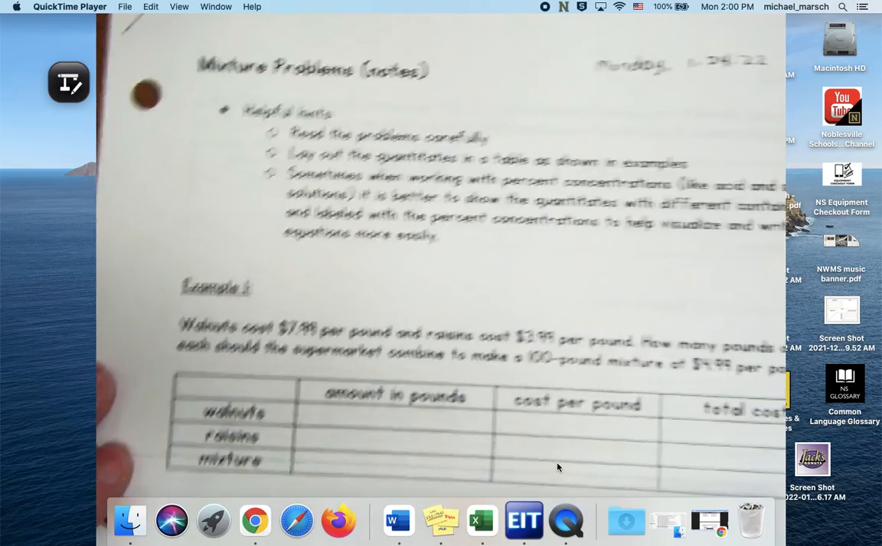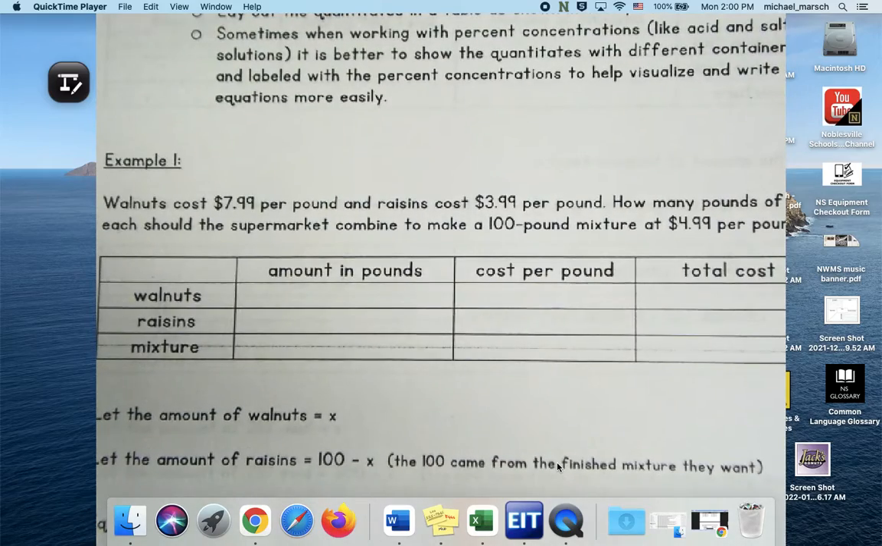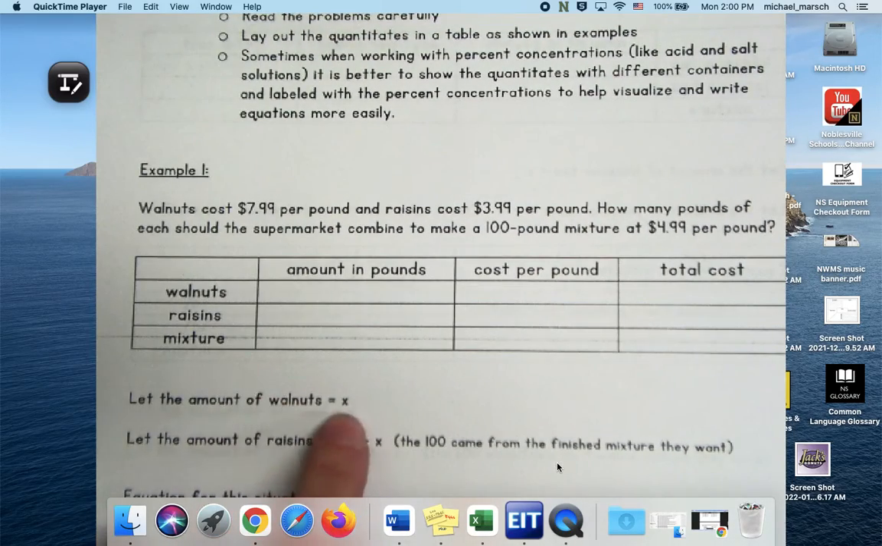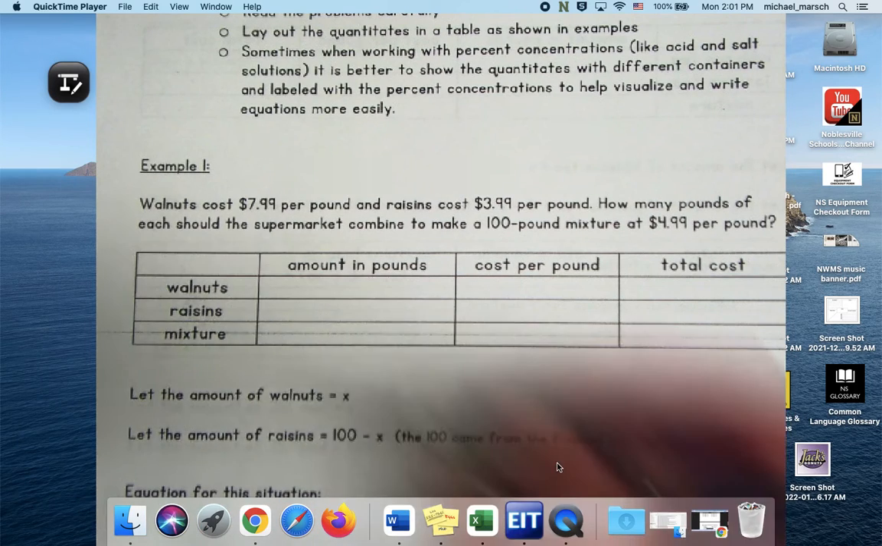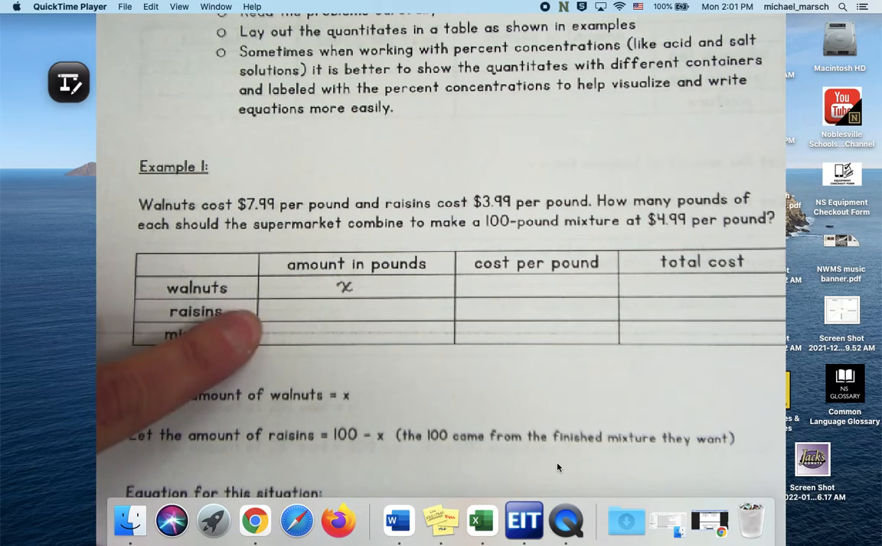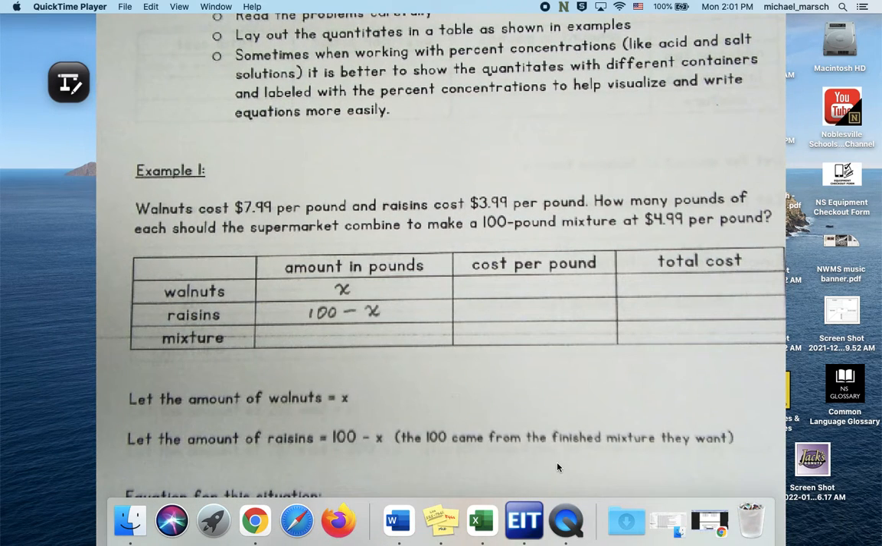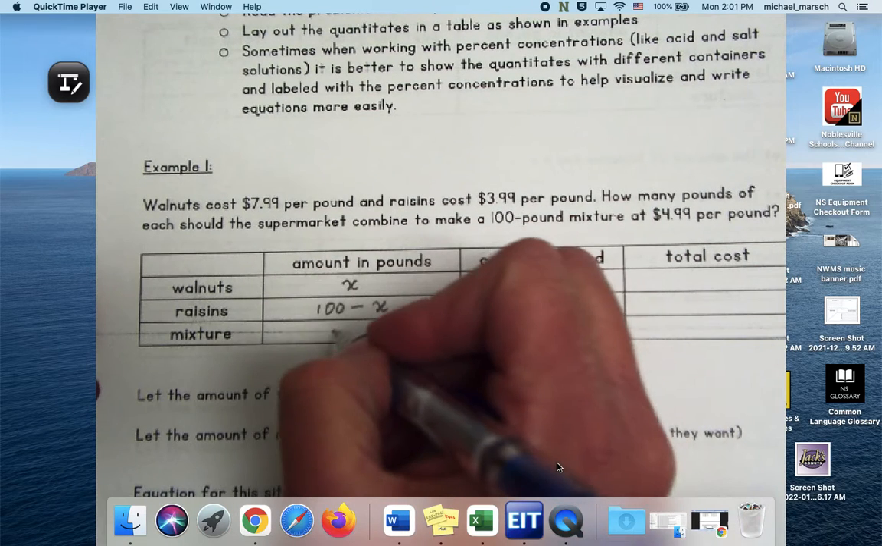So here's what we're going to do. I set this up for you guys. We're going to let the amount of walnuts equal X. So walnuts, amount in pounds, we don't know. That's going to be X. So if the total pounds that I want is 100, then raisins is going to be 100 minus however many pounds of walnuts I have. Right? And the mixture is going to be 100 pounds.